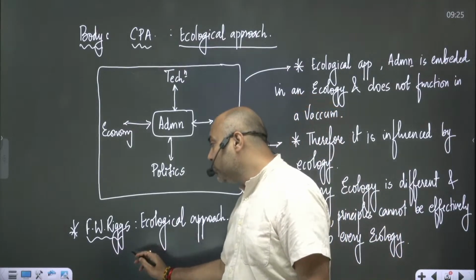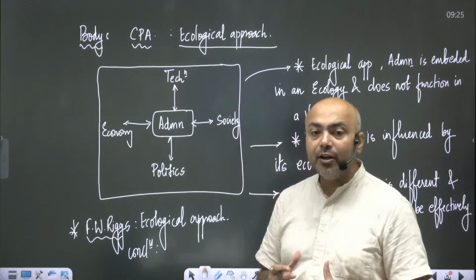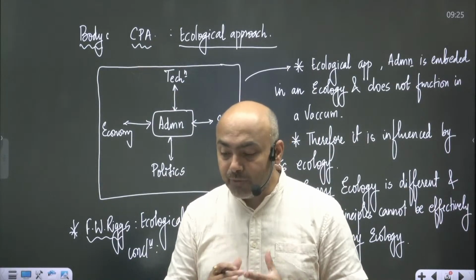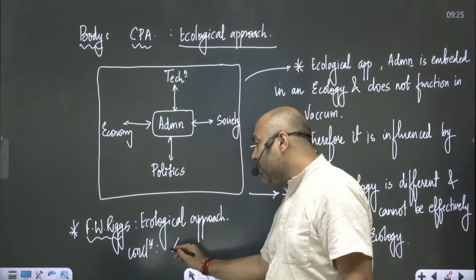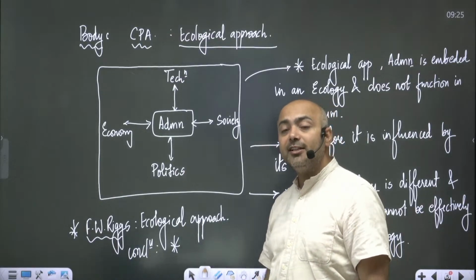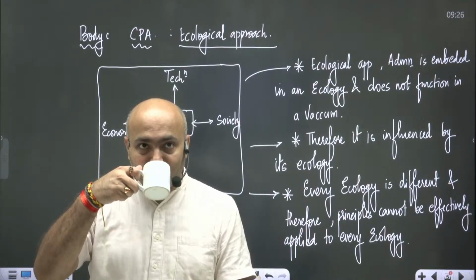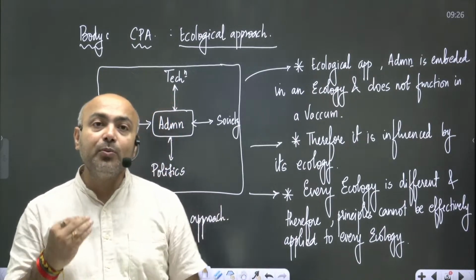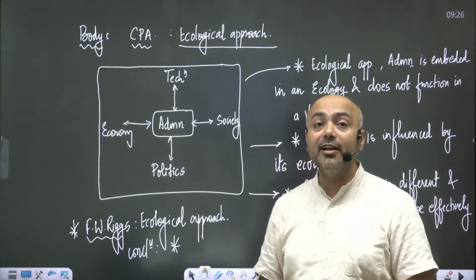And what would be the conclusion that you write? See, after writing this much in the body, you will not have enough room to add something here. But what are you supposed to do in the conclusion part? Write about the primary criticism of CPA. What was the primary criticism of CPA? Anyone who can tell me what was the primary criticism of CPA?